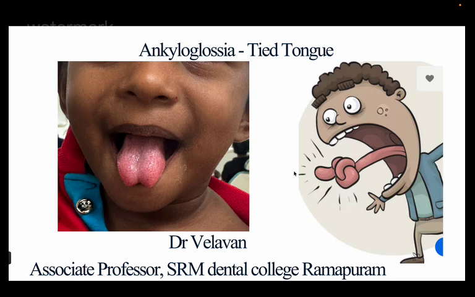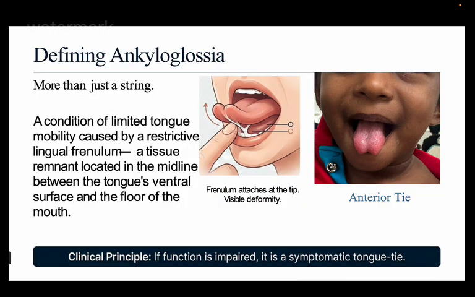As the picture represents, the kid is having a protrusion of the tongue with a difficulty. So, what is Ankyloglossia? More than just a string, it is a condition of limited tongue mobility caused by a restrictive lingual frenulum, a tissue remnant located in the midline between the tongue's ventral surface and the floor of the mouth.